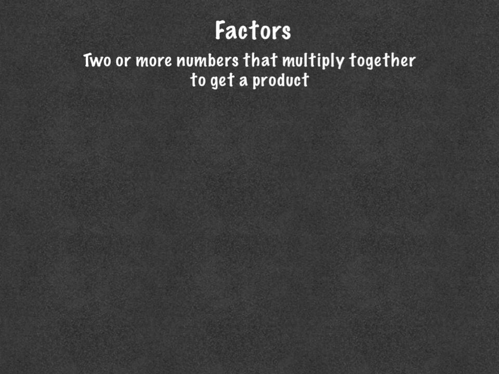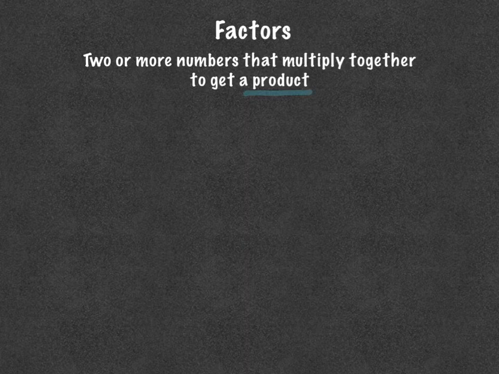All right, guys, today we're going to talk about factors. So when you're talking about a factor, the definition is two or more numbers that multiply together to get a product. And remember, our word product is the answer to a multiplication problem. Okay, so we're talking multiplication this whole time.